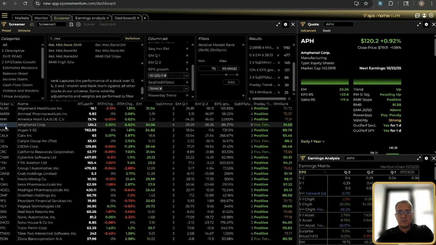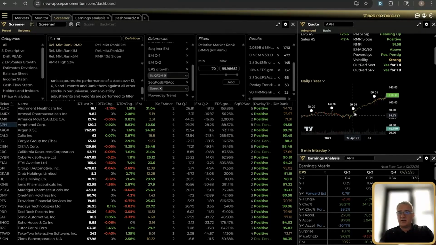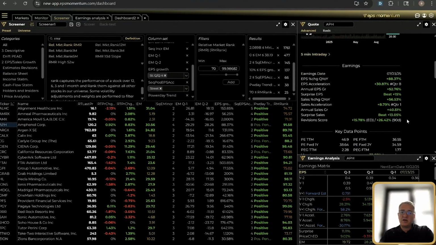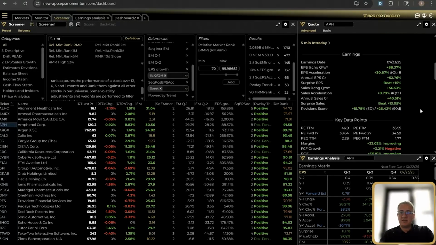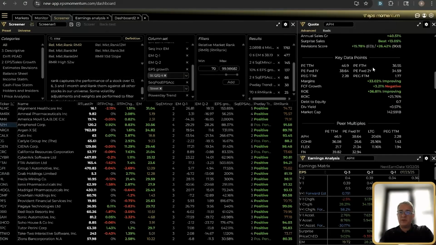All green. We have a chart that looks like it's going to the moon. We have great earnings showing all greens here. It's a beat on both earnings per share and sales. You get both margins and ROE improving. You get a PE of 46 and 36 going forward.